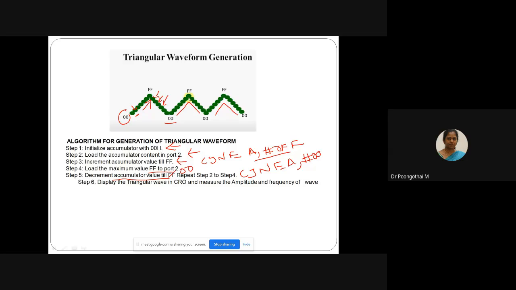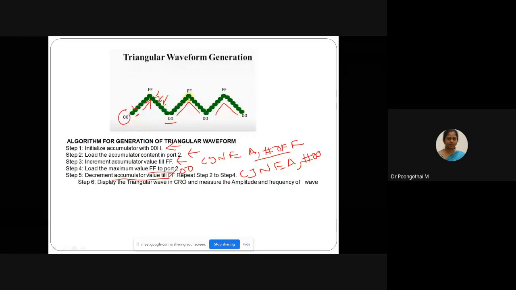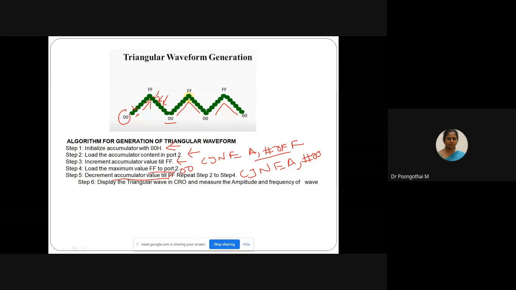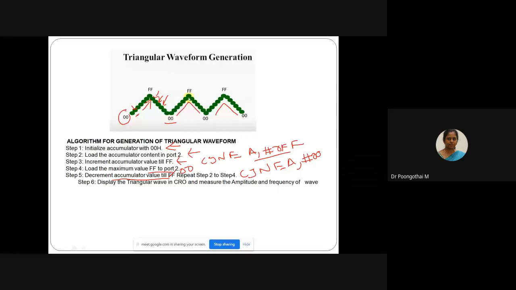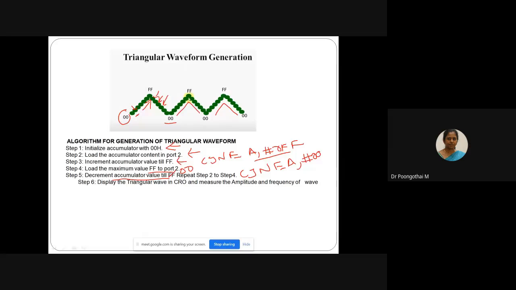Okay. So first 0, 1, 2, 3, likewise up to FF. Continuously, after each increment operation, you have to send the data to P2. After reaching the maximum value, you have to perform the decrement operation till 00. Again, increment and decrement.